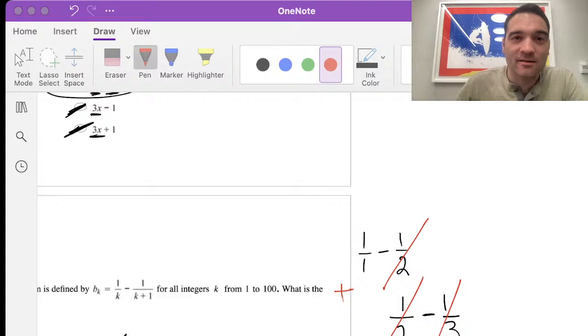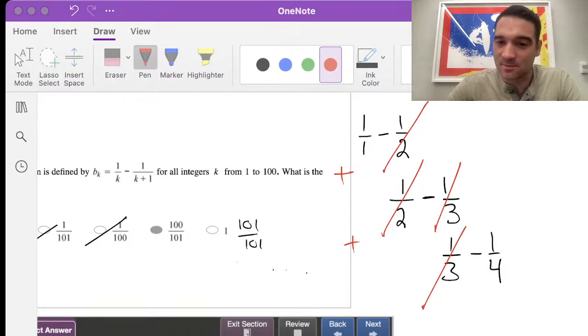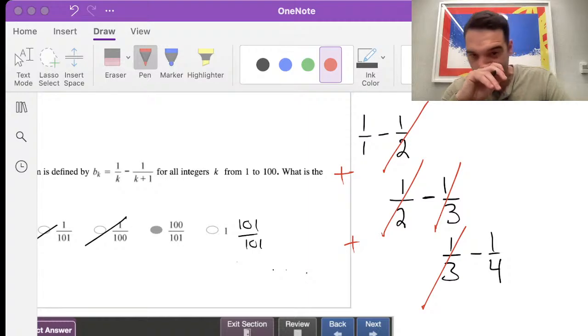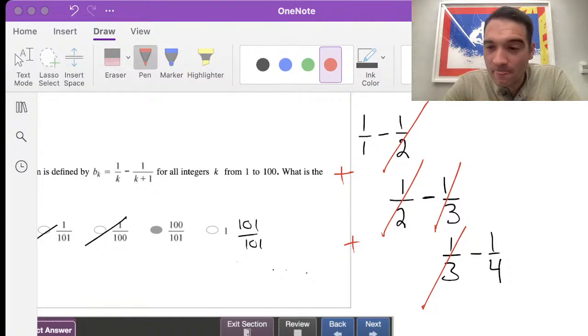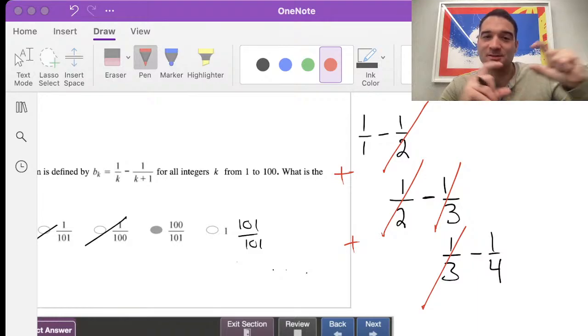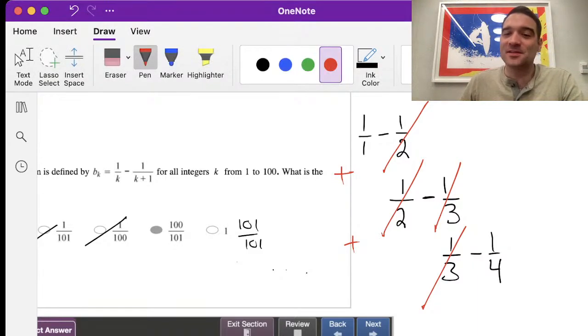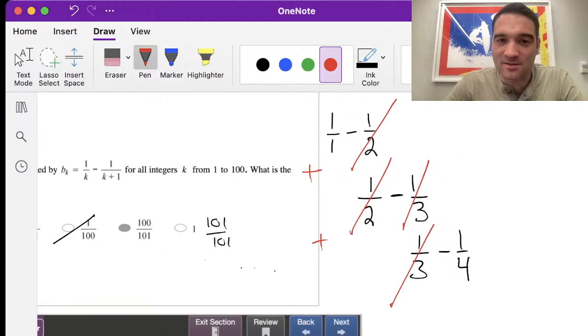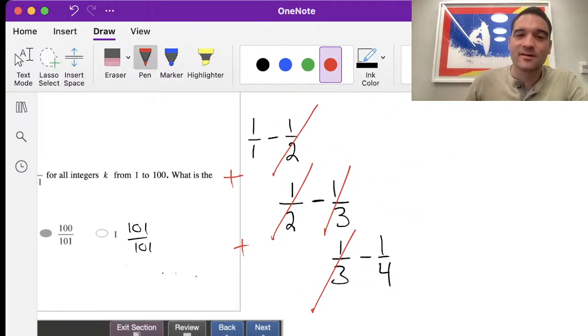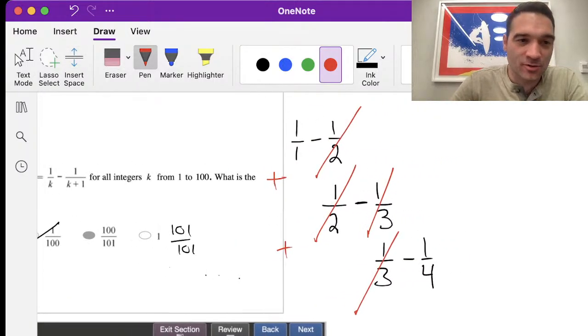Sorry, I'm going to bring that up a little bit, because that doesn't seem to be showing there. There we go. At every step, the positive piece is going to cancel out with the negative piece. And this is going to happen again and again up until the very last part of this. What's the very last term that we plug in?